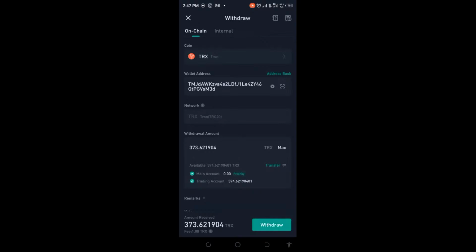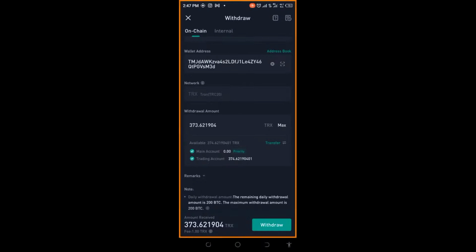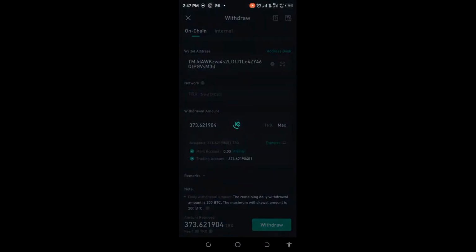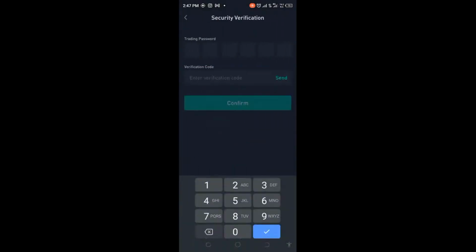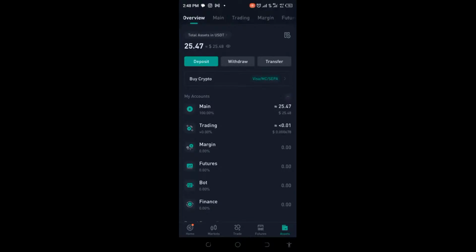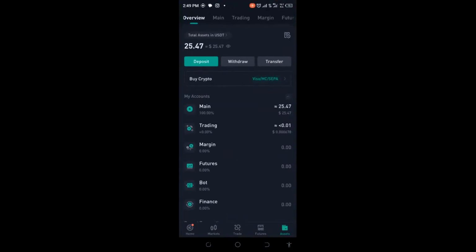Okay, so you can see here what we're going to eventually get is 373.62. That's what we're going to get. This is the entire amount we are going to get, 373.62. So let's go ahead and withdraw. Okay, I'm going to put in my verification and then I'll get back here. Okay, I put in all my verifications, and now it's on the processing point, right? It's on the processing point. So this equivalent is like 27.47.